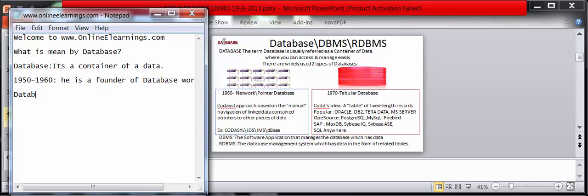So Codel is the person, the founder of the database world, and the first database format was completely file format. At that time, the database was also referred to as a file-based format database, also referred to as a network database, as well as a pointer database.